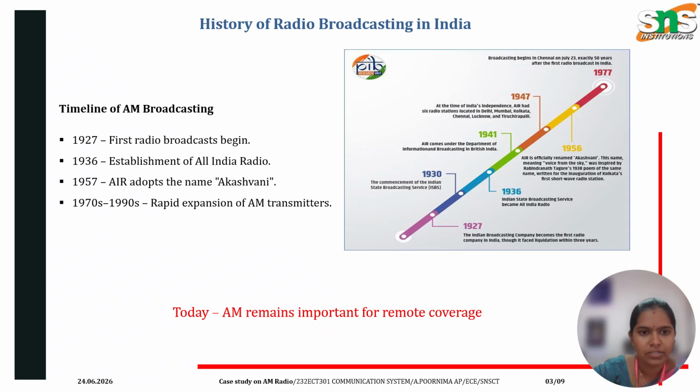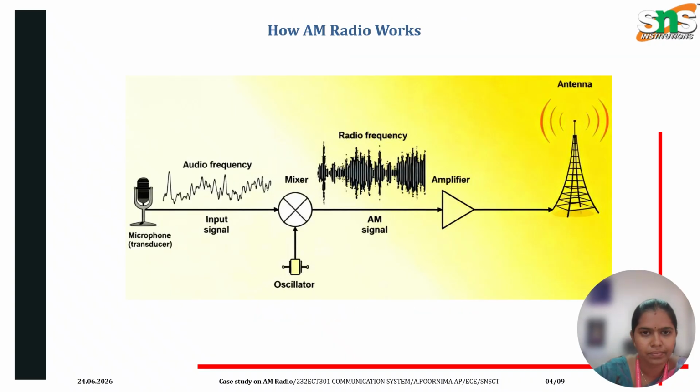So, the first radio broadcast started in the year 1927, and All India Radio was established in the year 1936, and later it changed its name to Akashvani in the year 1957. Different types of AM transmitters were developed during the years between 1970 to 1990, and today AM is specially used for remote area coverage purposes. And how AM radio works.